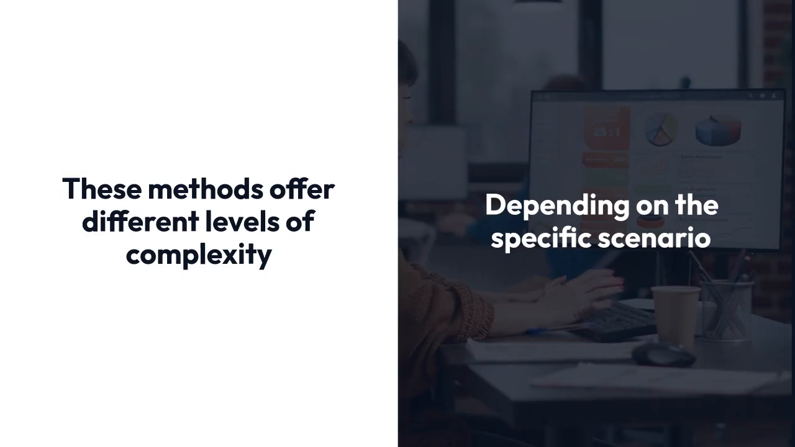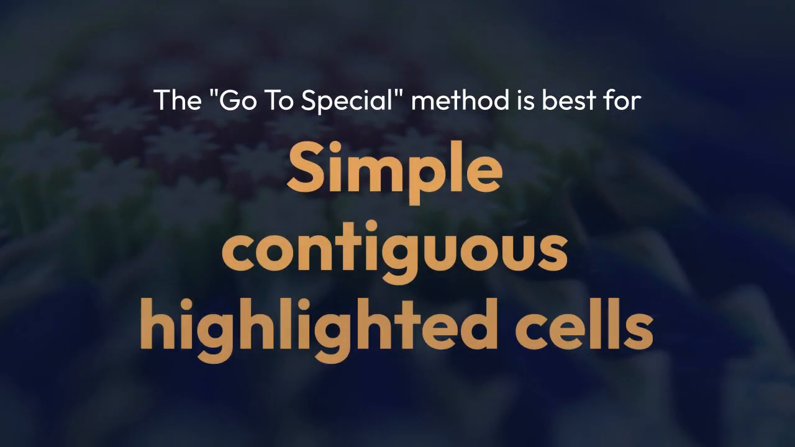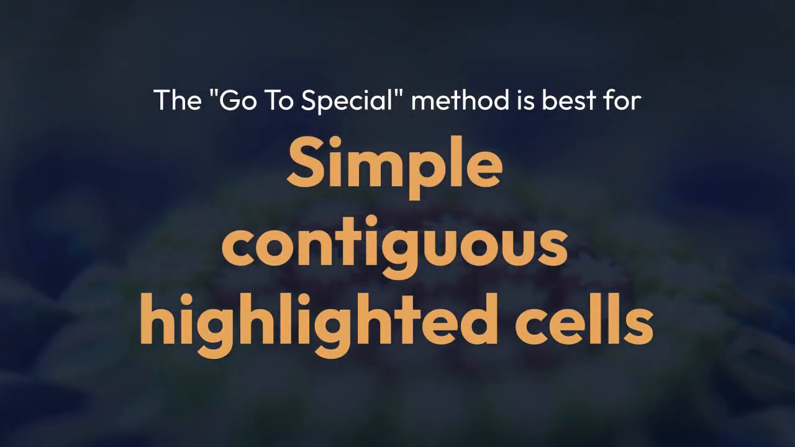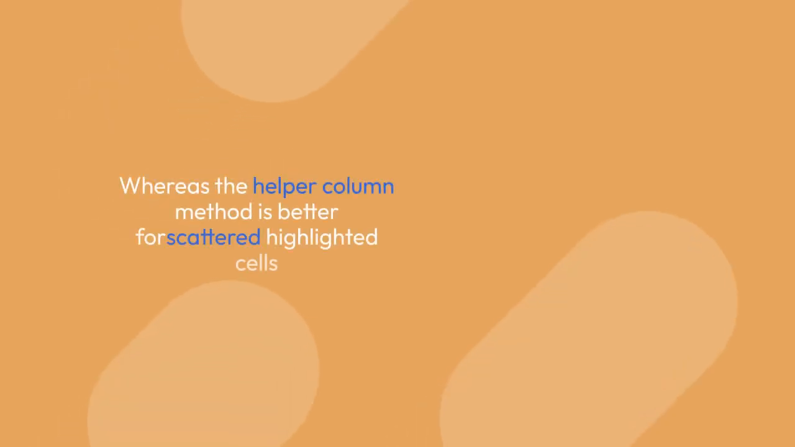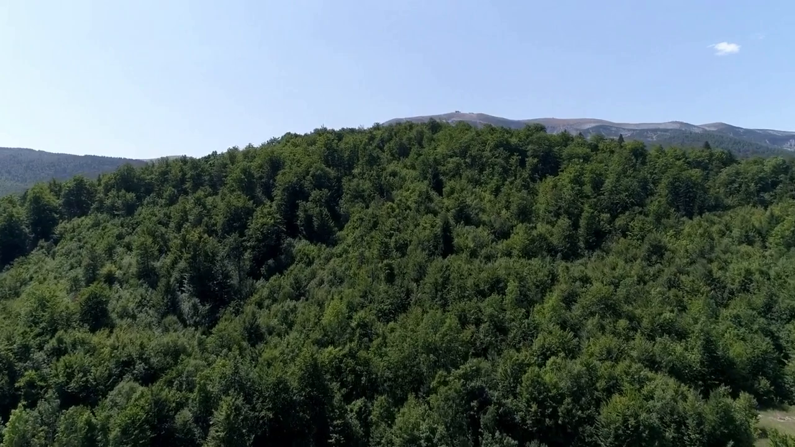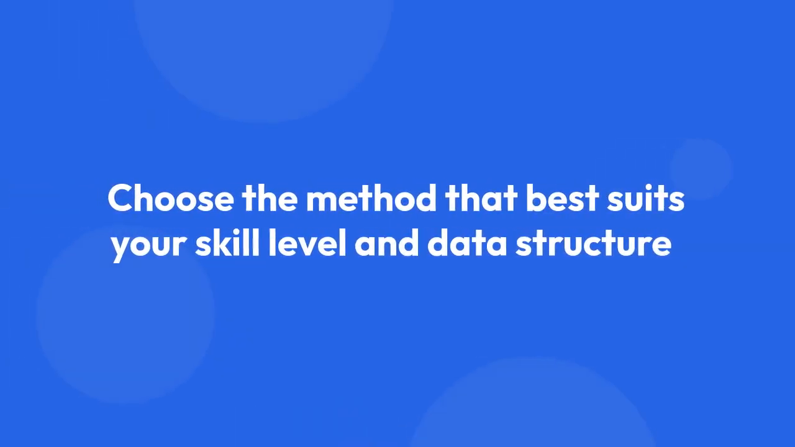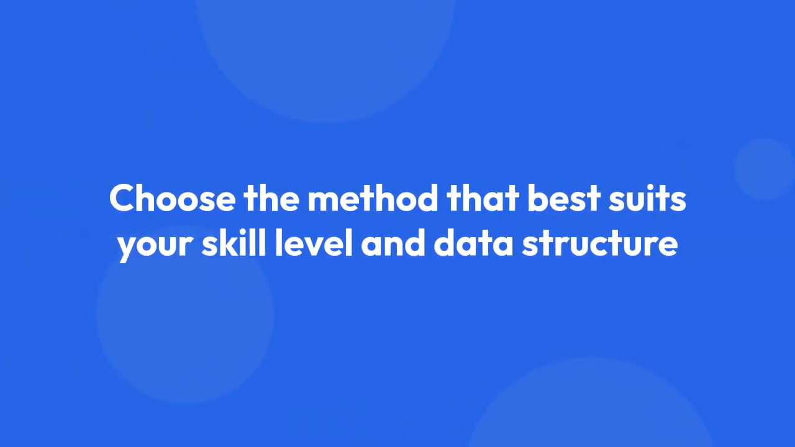These methods offer different levels of complexity depending on the specific scenario. The Go to Special method is best for simple contiguous highlighted cells, whereas the helper column method is better for scattered highlighted cells. VBA should be considered when you have a lot of repetitive tasks or need to automate complex delete operations. Choose the method that best suits your skill level and data structure.